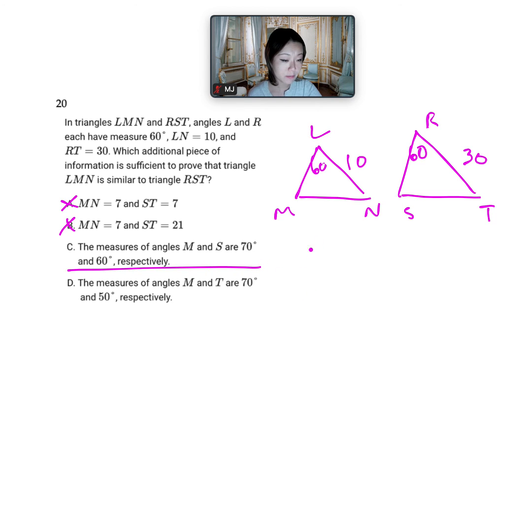And for this one, we're not going to get the same angles here, because if we wrote 70 over here, what should happen over here? All angles should add up to 180 in a triangle, making this supposed to be 50, but they're telling us that S is going to be 60 here. So we don't have all our angles the same, so it's not going to be C, leaving us with D, which is the correct answer because it correctly identifies all three angles as having the same values.